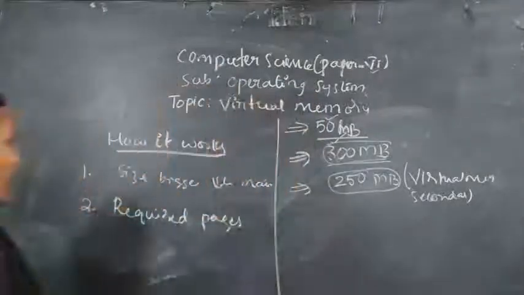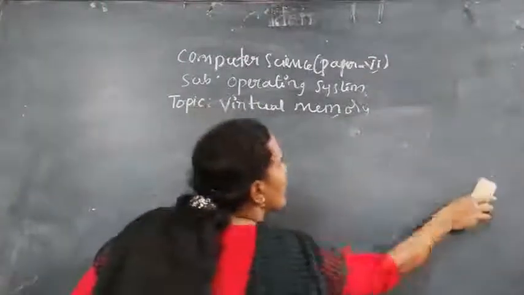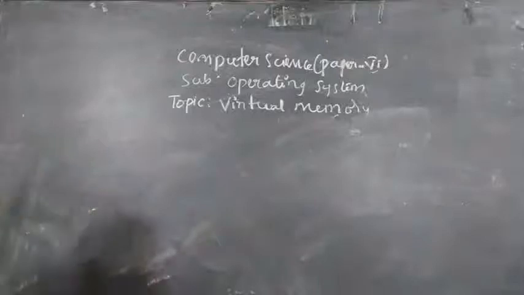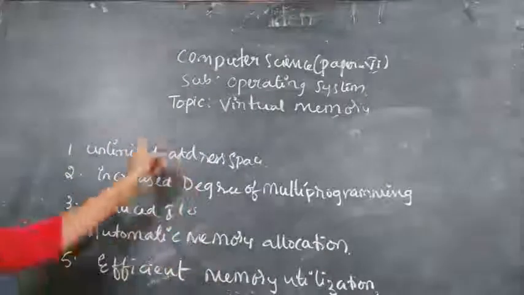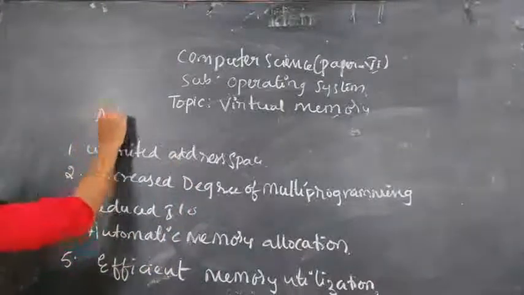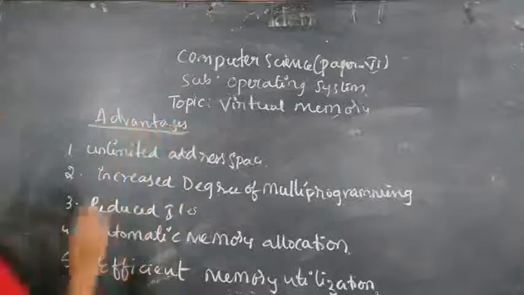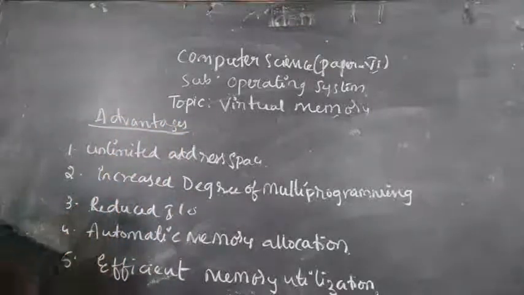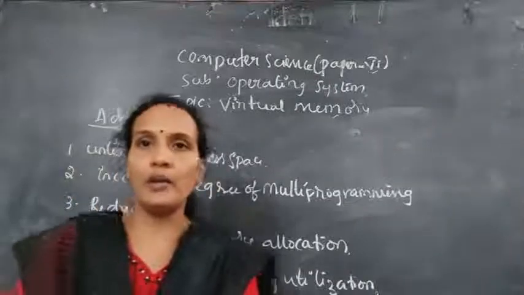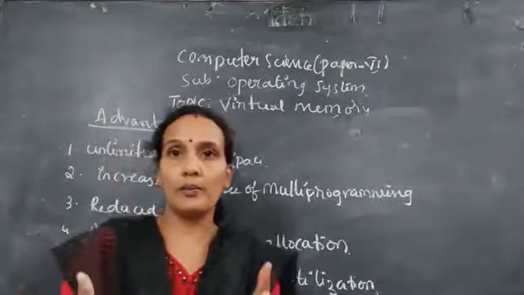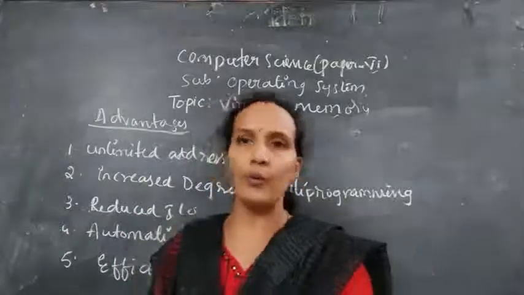Okay. Now here I will give you the list of advantages. What advantages do we have using virtual memory? First one is unlimited address space. Unlimited address space means it is providing a big, very large memory to the user to load a program.